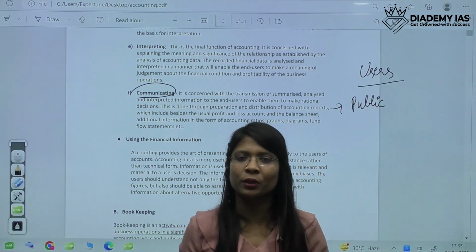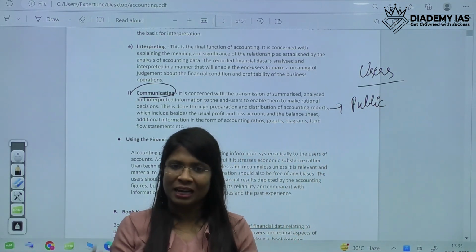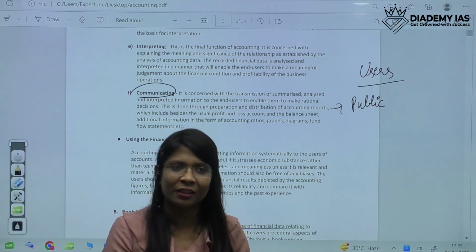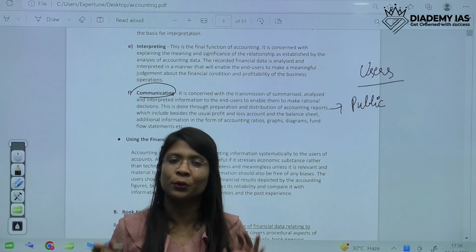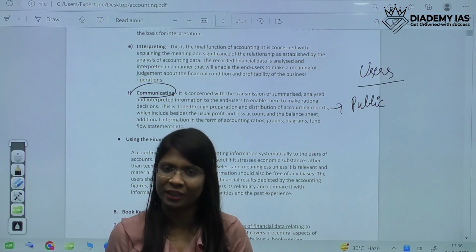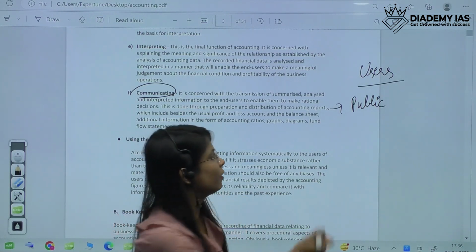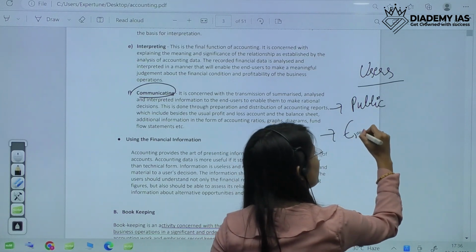Everyone is interested to know what is the present position of Reliance, Ambani's, Adani, Tata's. So the whole public is interested to know the financial position of an enterprise. Employees will also be interested.